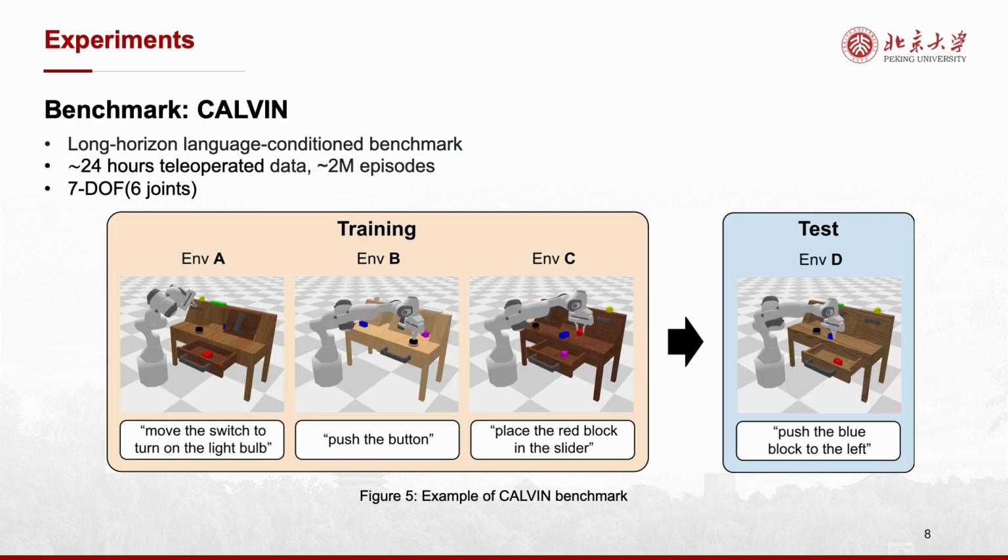For experiments, we evaluate our method on a long-horizon language-conditioned benchmark, Calvin. Calvin has 4 different environments for evaluating the generalization of an approach, and it has 24 hours of teleoperated data and 2 million episodes. The robot arm in Calvin has 6 joints and 1 gripper.